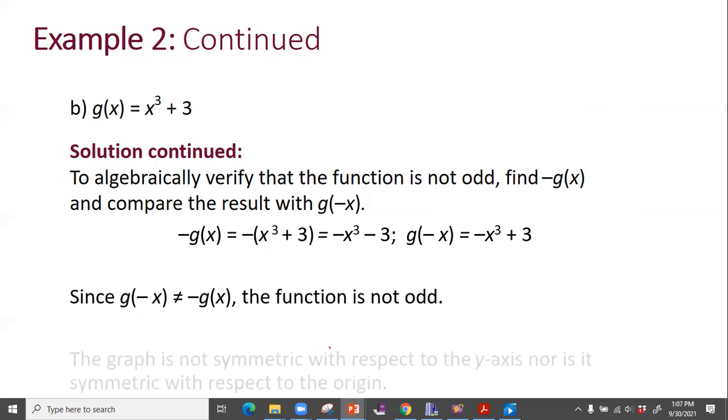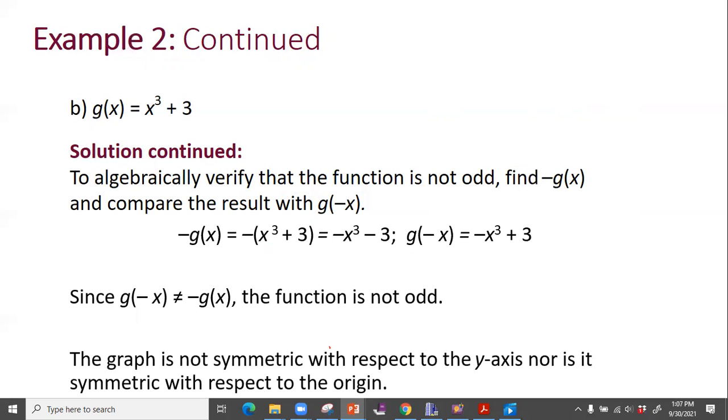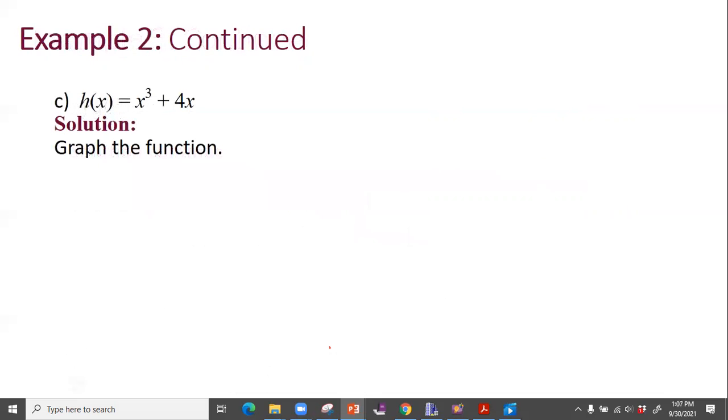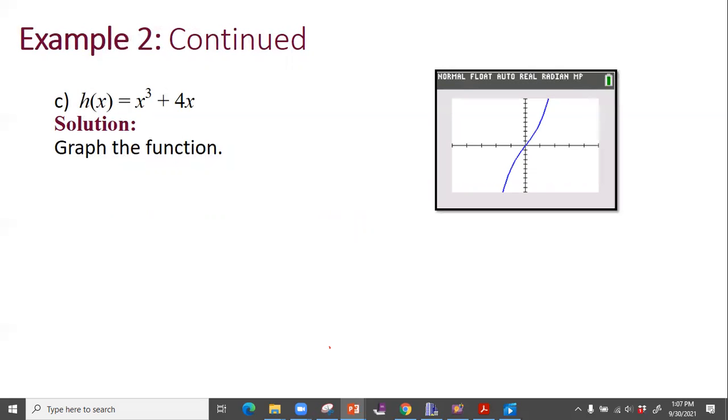Let's look at one when it is equal. So here we have x cubed plus 4x. And again, we're going to graph it to make sure we're on the right track. So you can see why it turns out to be odd. Clearly, looking at the graph, this is odd, right? It goes through the origin, and if I rotate this around 180 degrees, it's going to be the same, right, Brandon?